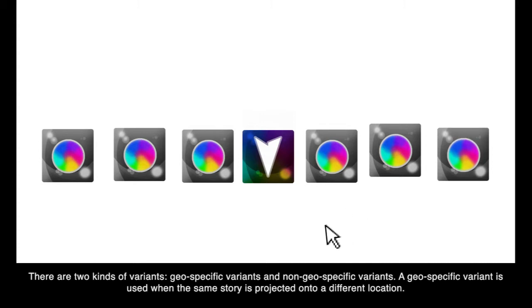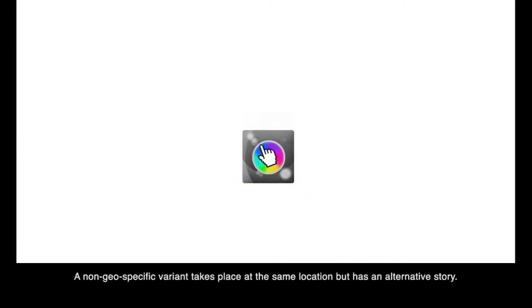There are two kinds of variants, geospecific variants and non-geospecific variants. A geospecific variant is used when the same story is projected onto a different location. A non-geospecific variant takes place at the same location but has an alternative story.